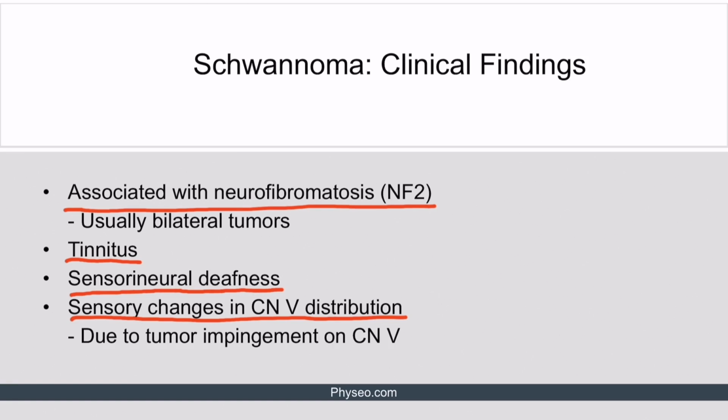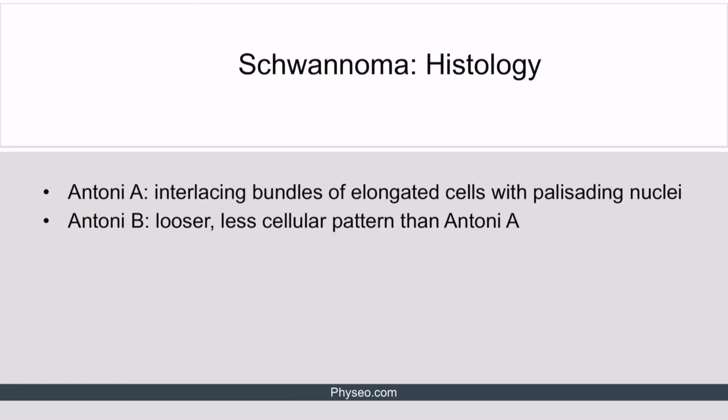Now let's move on to histology. In schwannomas, there are two types of histologic findings: Antoni A, which are the interlacing bundles of elongated cells with palisading nuclei, and Antoni B, which are looser and have a less cellular pattern than Antoni A.